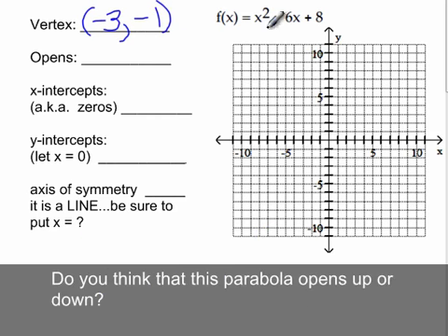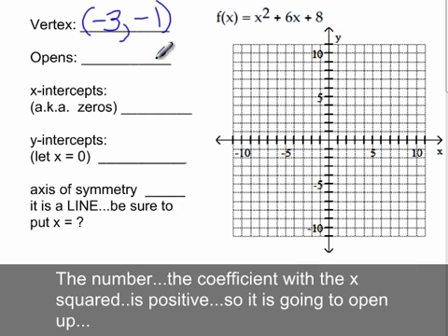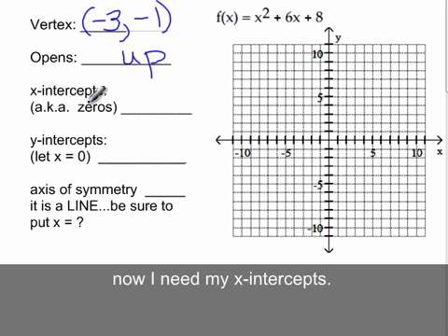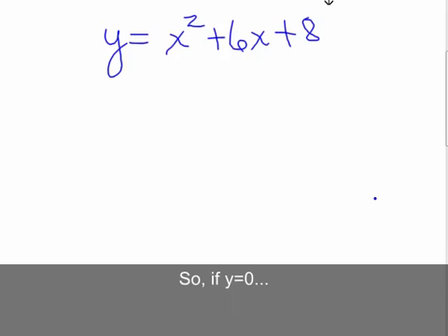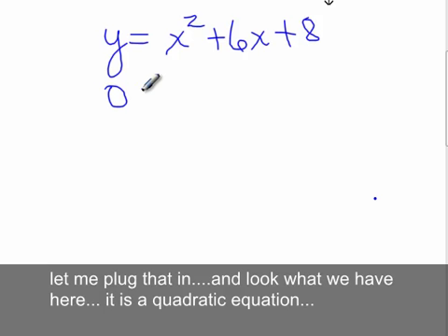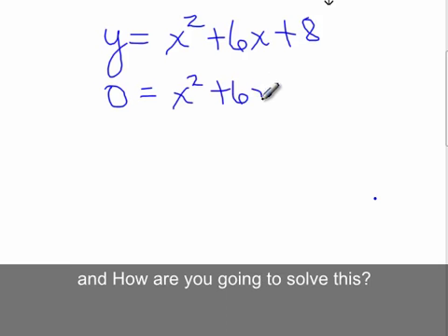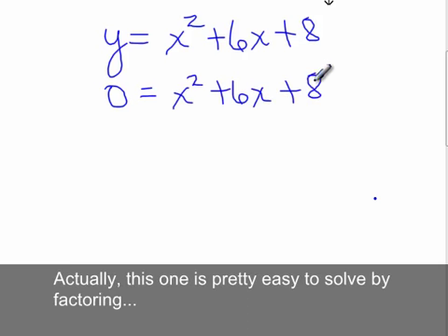Okay, now do you think this parabola opens up or down? Well, the coefficient with the x squared is positive, so it is going to open up. Now I need to find my x-intercepts. How do I find x-intercepts? I let y equal 0. Okay, so if y is equal to 0, let me plug that in, and look what we have here. Yes, it is a quadratic equation. And how are you going to solve this? Actually, this one is pretty easy to solve by factoring.